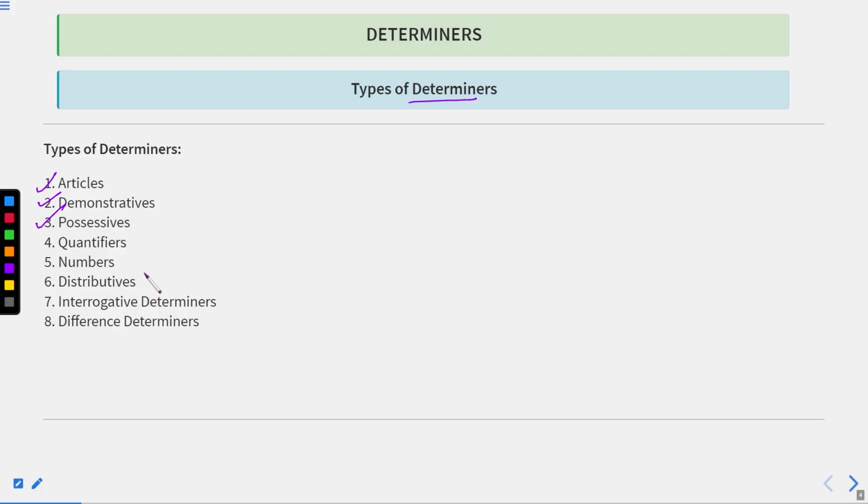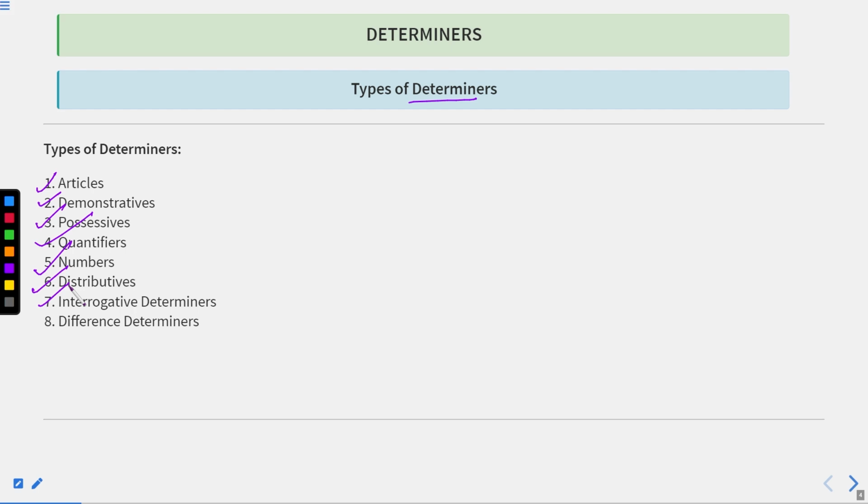Now we cannot say mine. Why so? Because mine cannot qualify a noun. It cannot come just before the noun. In fact, it replaces a noun, and the word which replaces a noun is a pronoun. So a pronoun cannot be a determiner. Quantifiers. Quantifier means which shows the quantity. Numbers. We have already heard these words in the chapter of adjectives. We have also heard numeral adjectives, quantitative adjectives, qualitative adjectives, but quantitative adjectives and numeral adjectives can be determiners. Distributives, interrogative determiners, for example, what, which, whom.